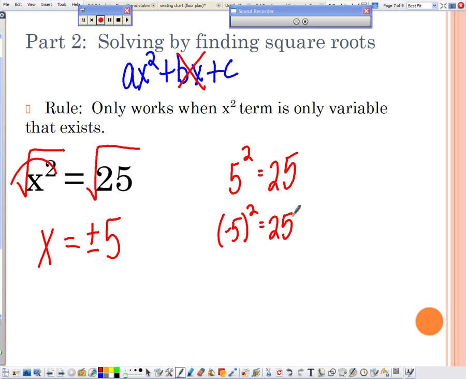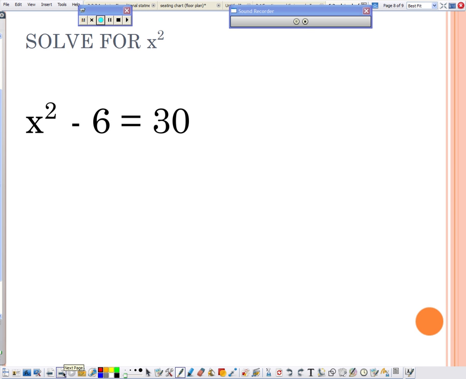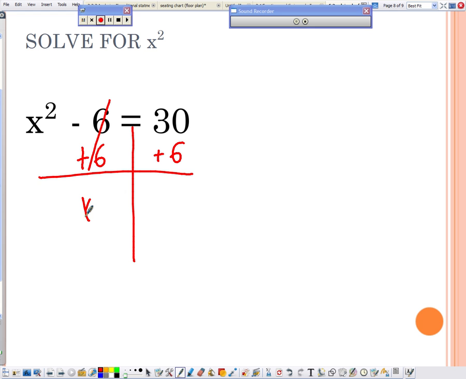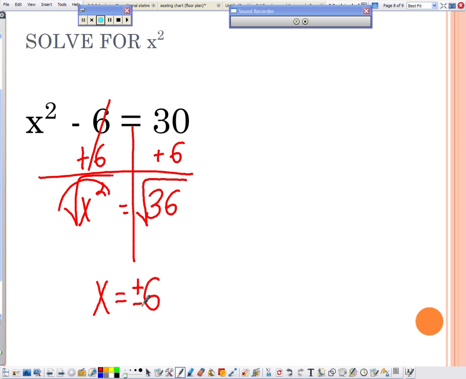All right. So let's take a look at another example when it's not already x squared equals something. In this case, I have x squared minus 6 equals 30. Well, all you're going to do is solve it for the variable just like we did before. So you're going to add 6 to both sides. Those cancel, and I get x squared equals 36. And then, in order to get rid of this squared, I'm going to take the square root of both sides. So the square and the square root cancel out. So x equals the square root of 36, which is 6. But remember, I get 2 answers, a positive 6 and a negative 6.